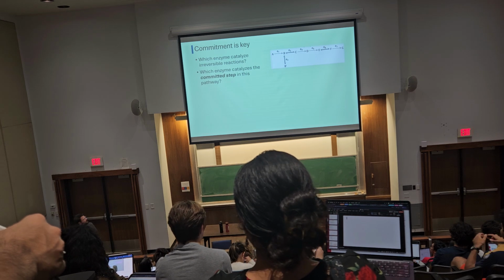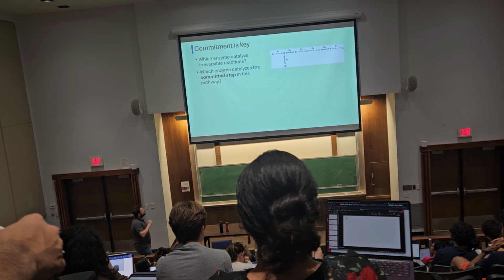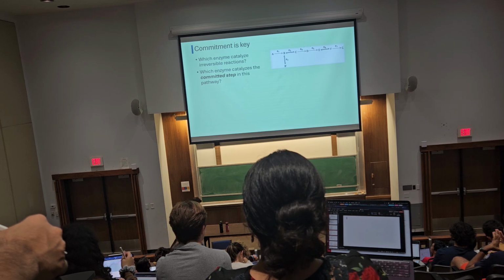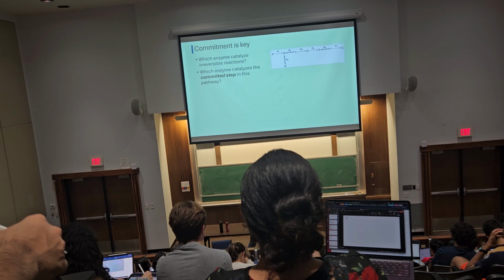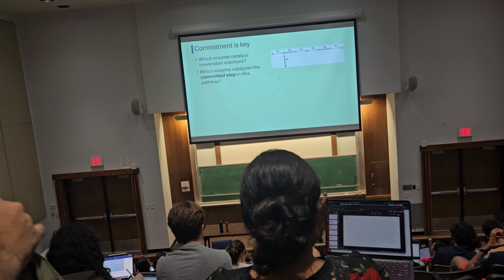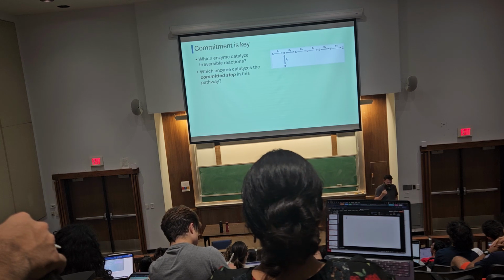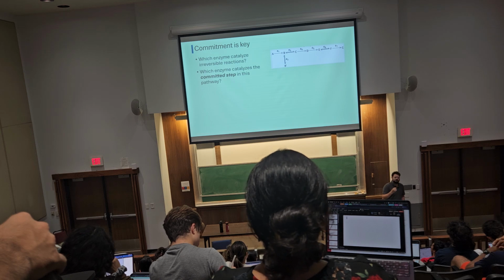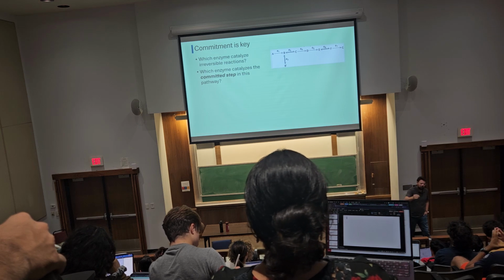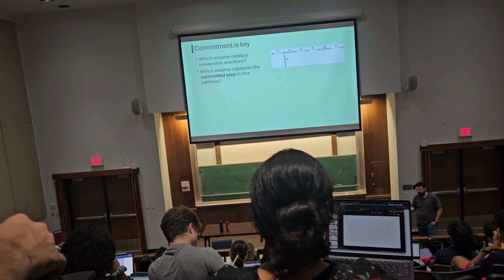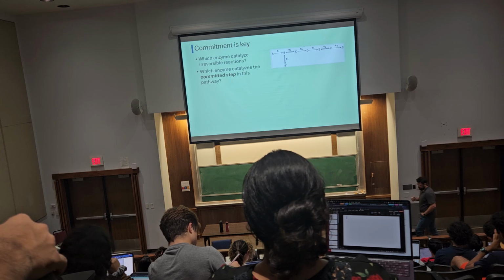Exactly. If we say that our committed step here is E3, well, yes, we're generating C, which is unique to this pathway. But because that reaction is reversible, C can be turned back into B, and B is not unique. So we're looking for the first irreversible reaction because it generates the first product that can only be used in that pathway, since it can't go backwards.